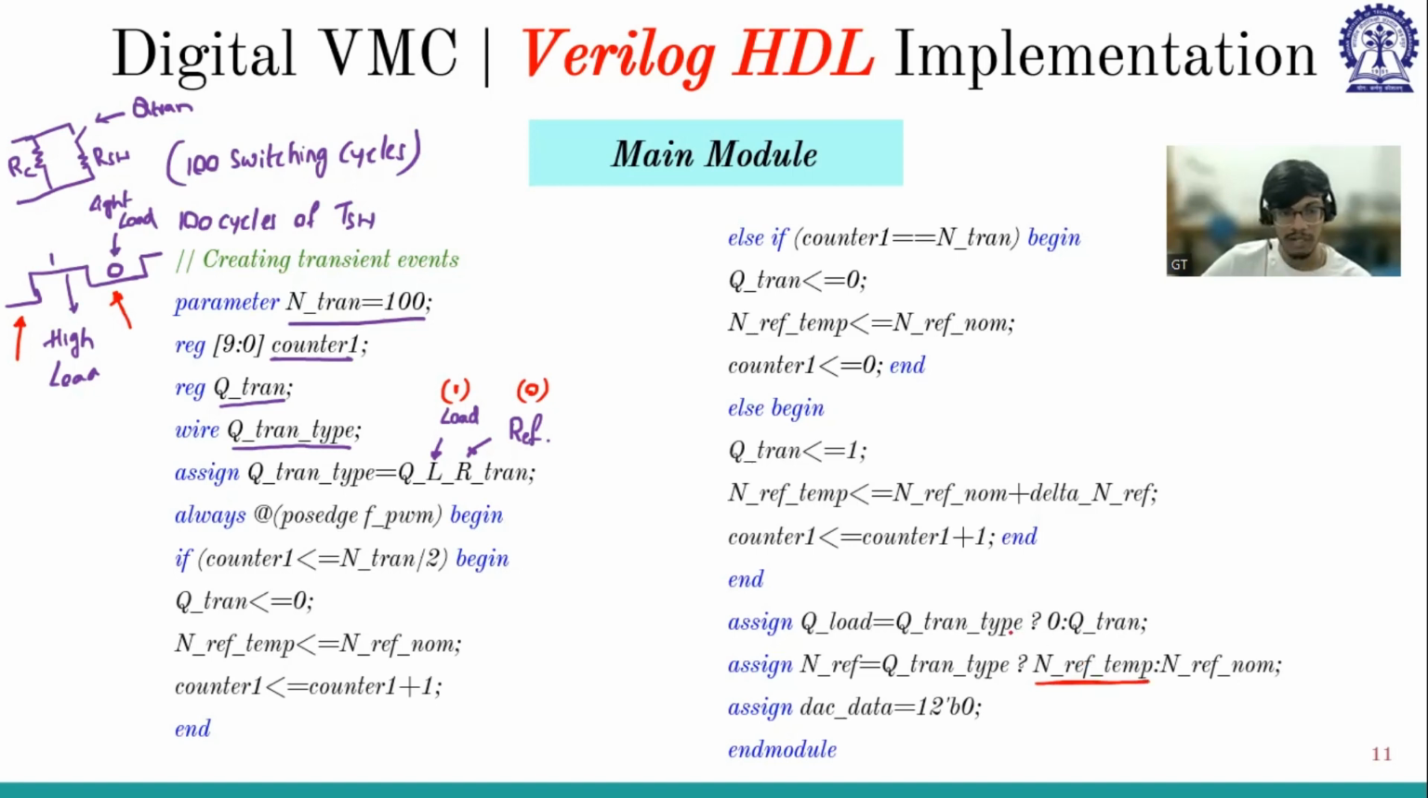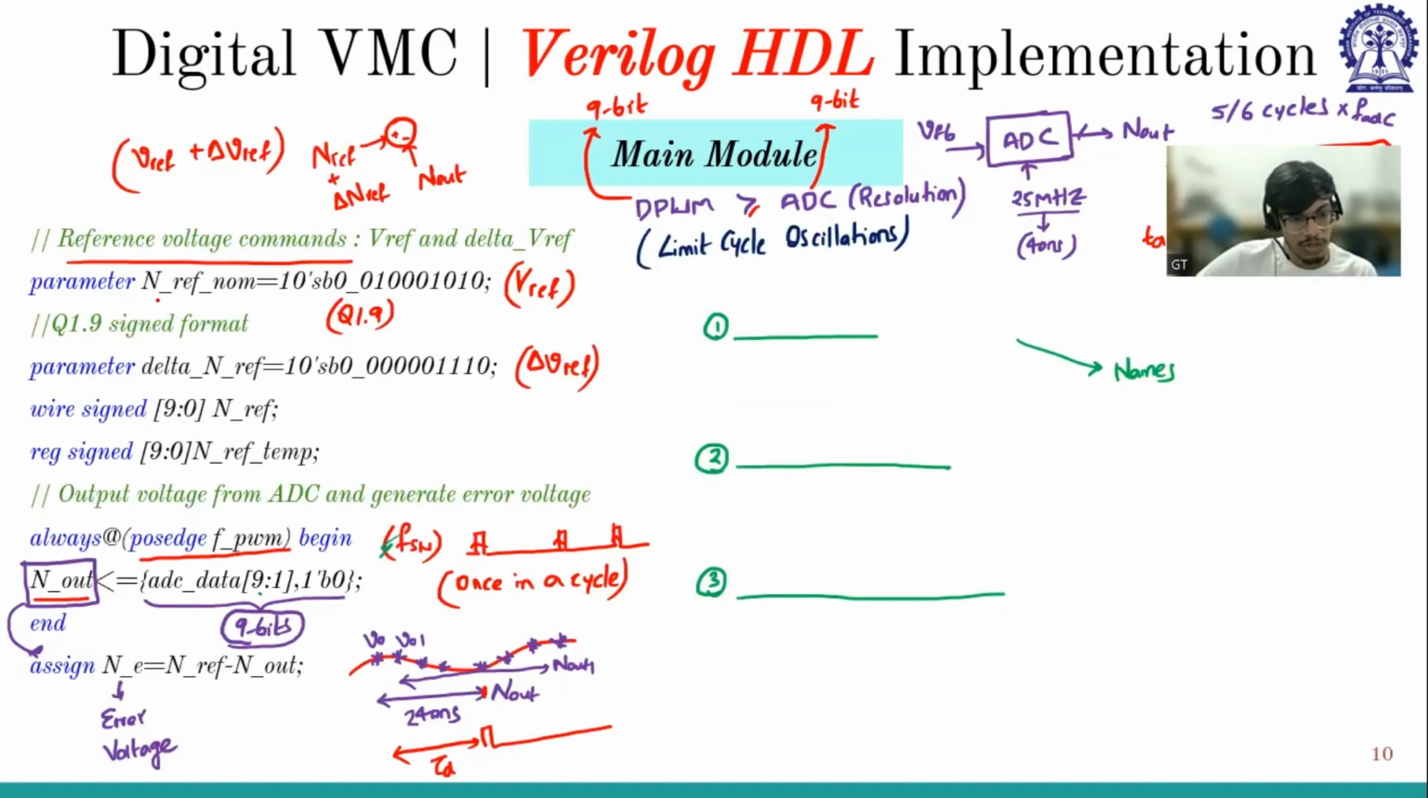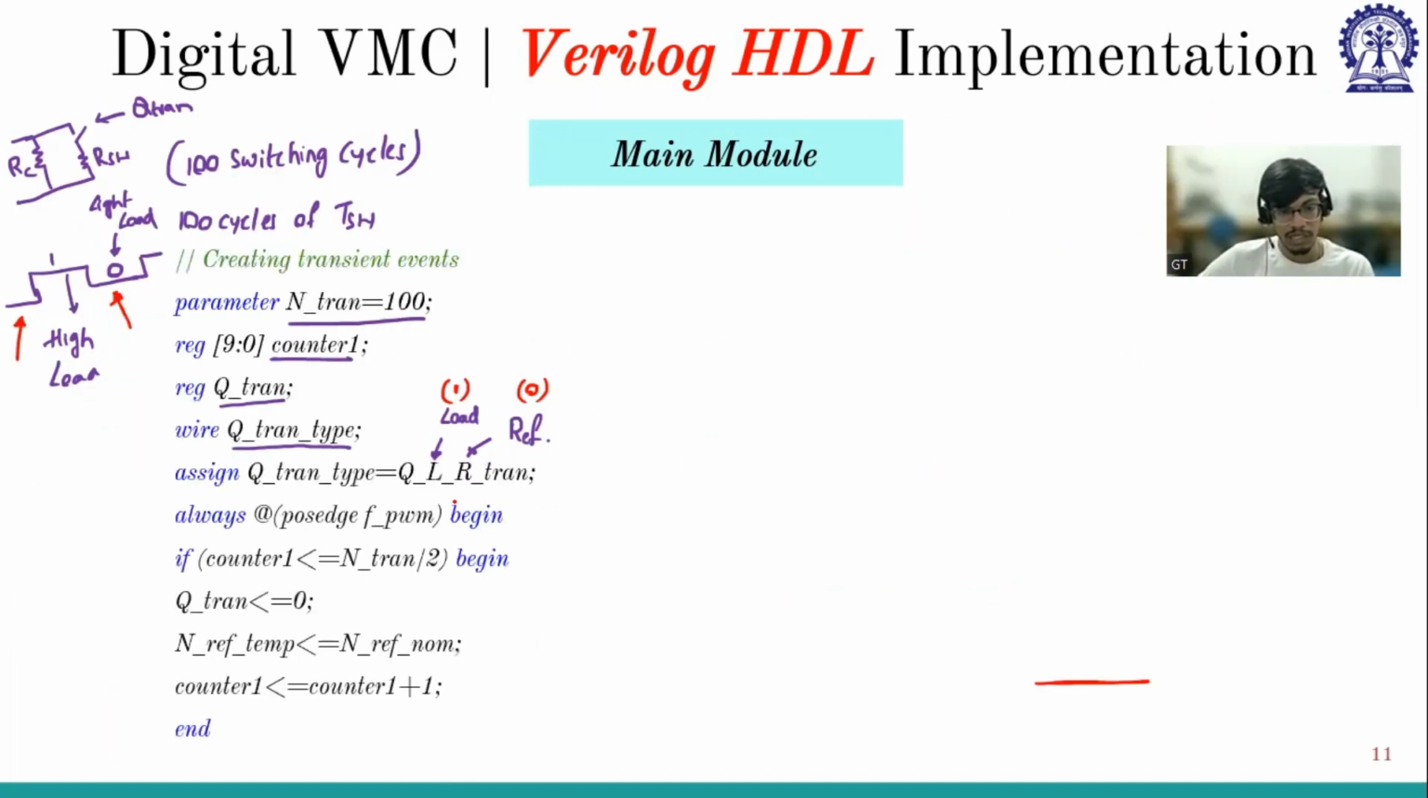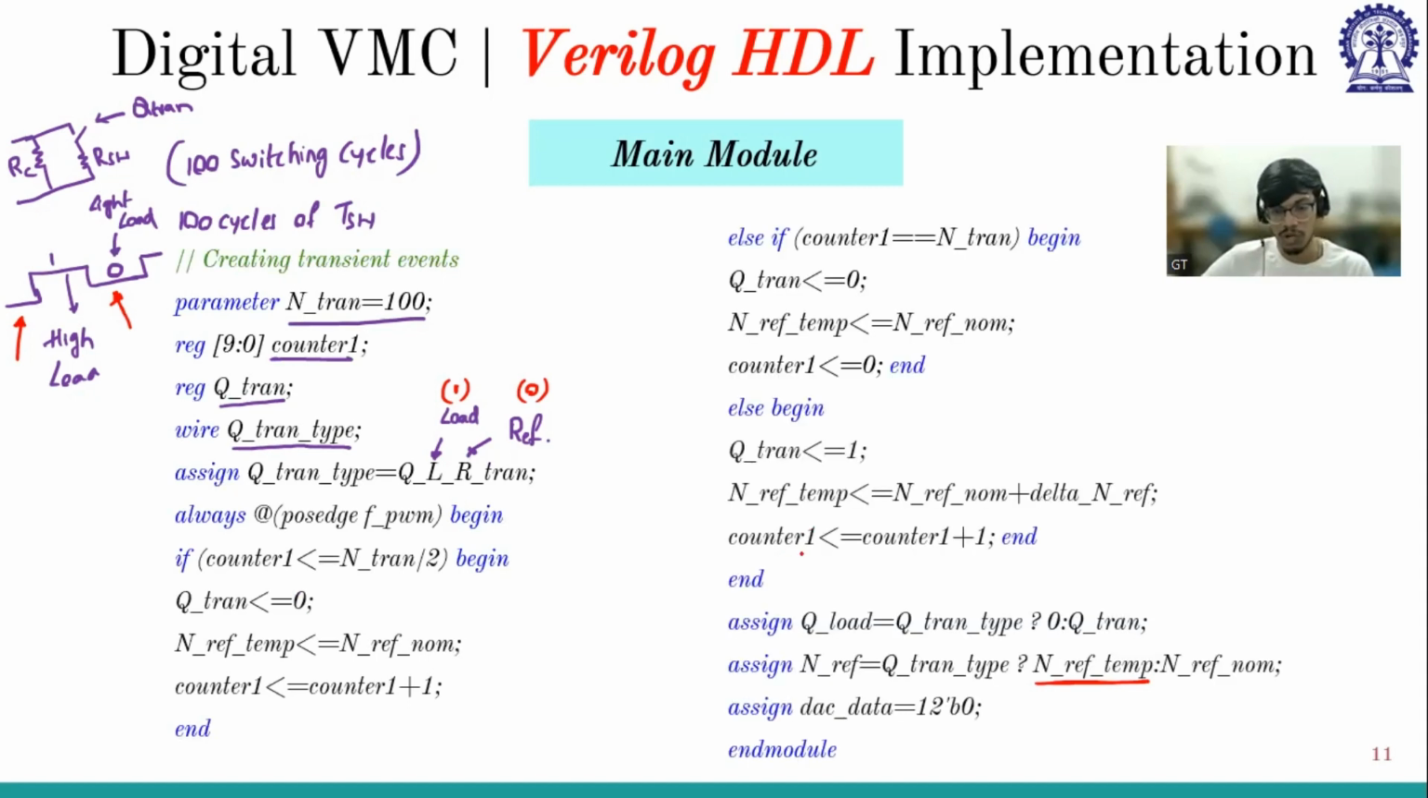Okay. So whenever SAR is creating a load transient, n reference temp is the n reference. It means SAR is using n reference nominal and not n reference nominal plus delta n ref, which means the reference transient is not happening. Here, SAR is using n reference nominal, which is V reference, and delta n ref, which is for delta V reference. So SAR is not using that, and this is a load transient, so SAR is not changing that. But if you want a reference transient, then SAR will change it accordingly.